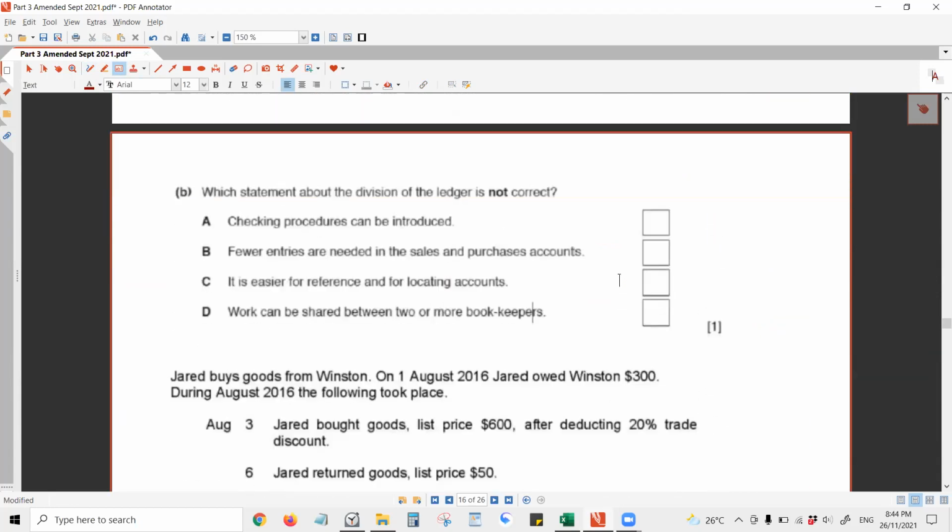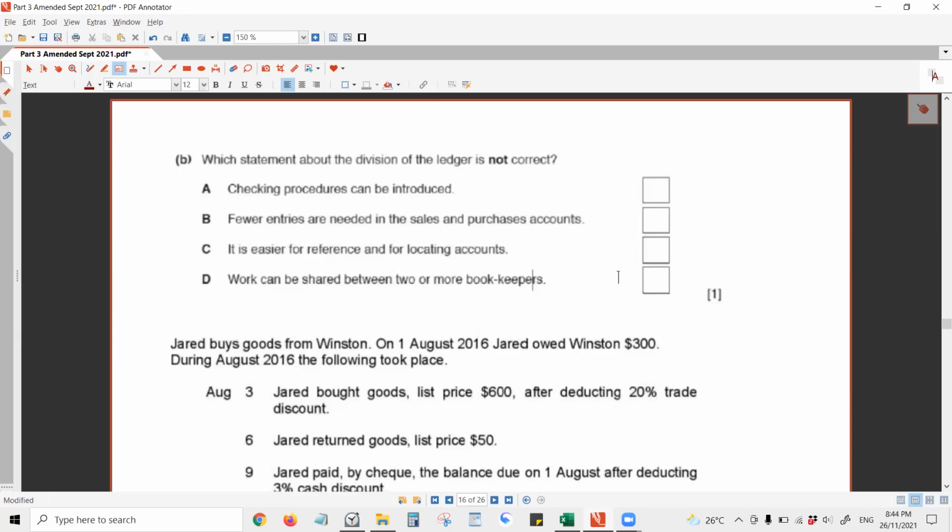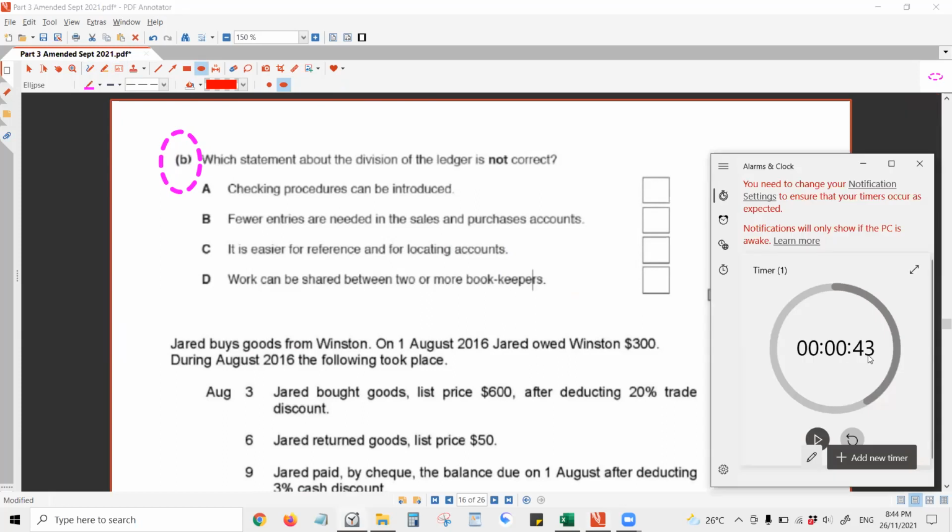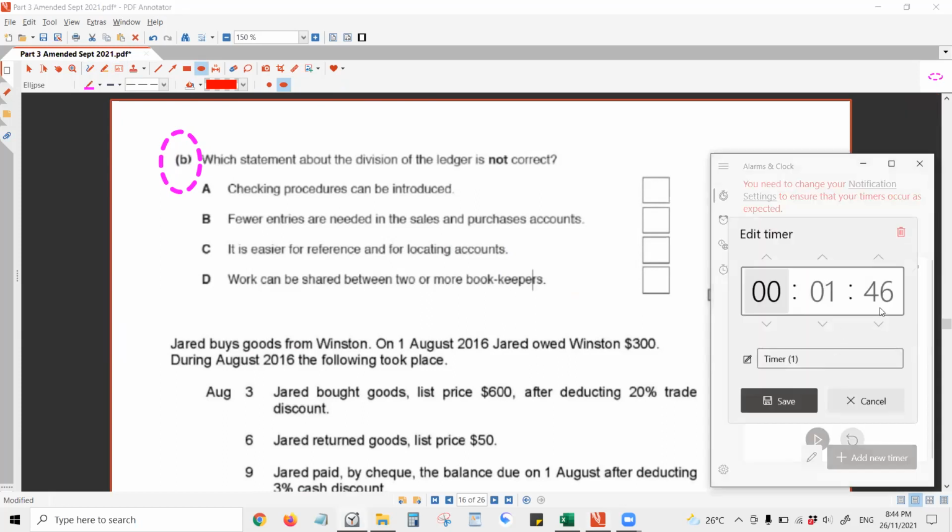Then, page 43. Again, this question is about what you learned just now, the ledger book. You see which one is correct. You have to look at all the options and then you decide. This time I give you 1 minute.